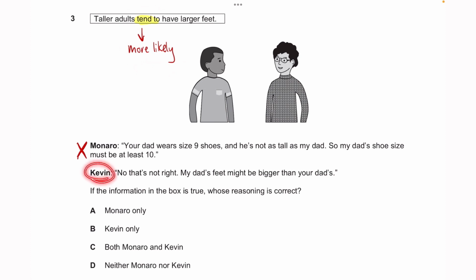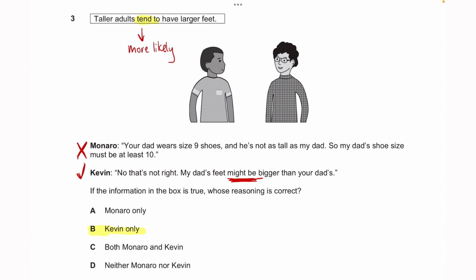Now, if we have a look at Kevin's reasoning, it says, no, that's not right. My dad's feet might be bigger than your dad's, and that is correct because he's saying might be, which is telling us that there's a possibility that it may not be. It's possible that Kevin's dad's feet might be bigger than Manara's dad's feet, even though Manara's dad is taller. Because remember, taller adults are more likely to have larger feet. It's not always that outcome. And so that's why we know our answer to this question to be B, Kevin only.